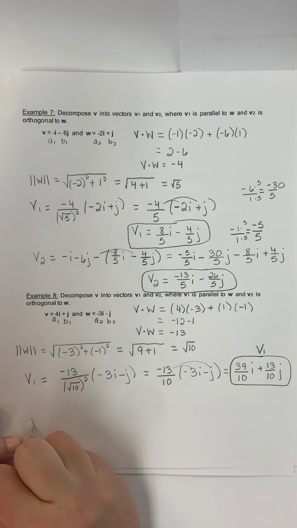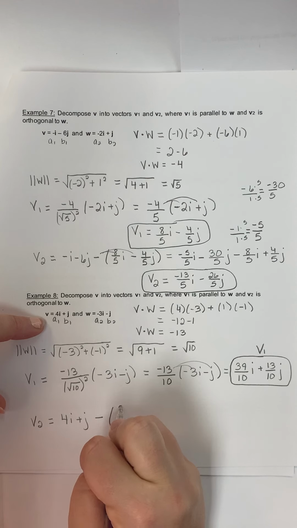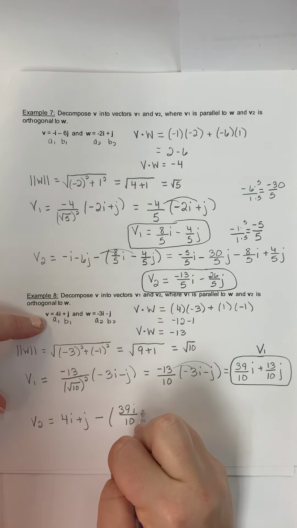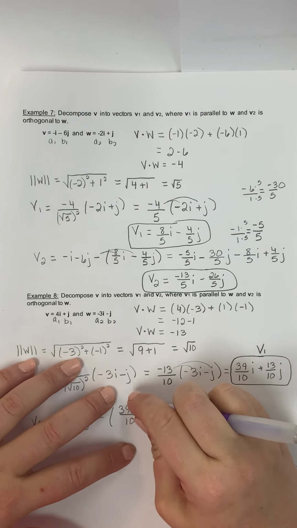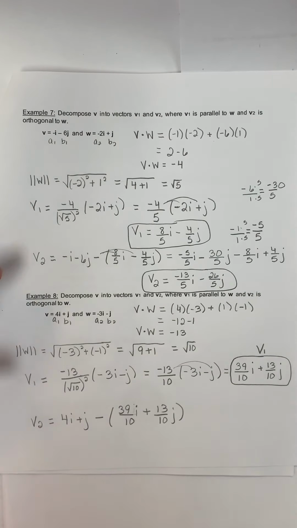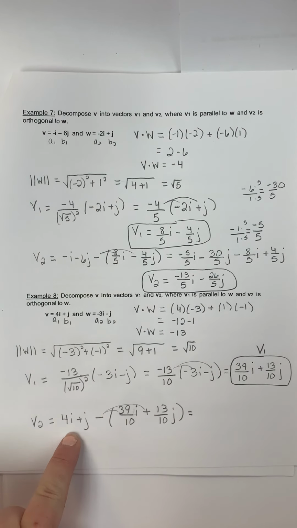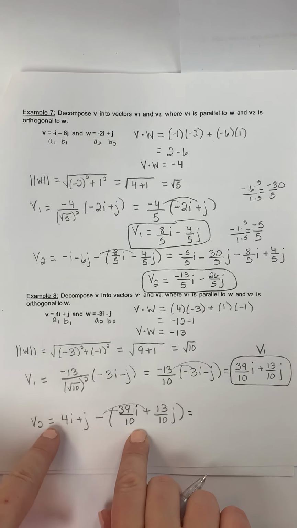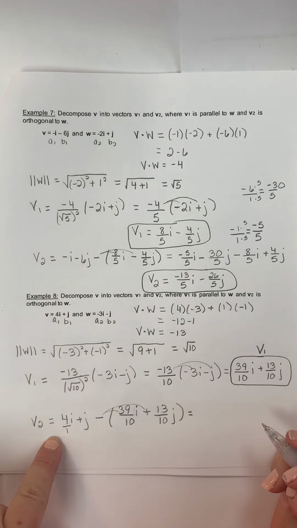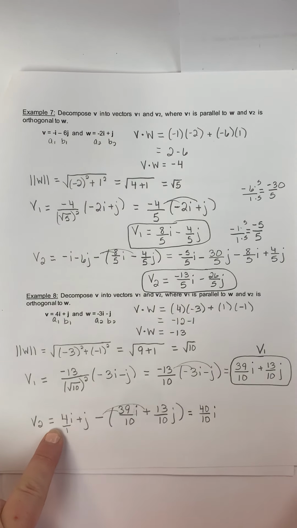Okay, last part. To get vector 2, we need the original vector v minus vector 1. I stuck I up there in the numerator. You can if you want to. Some books do that. Okay, before I push this through, we know what we have to do. We have to take these two terms and give them denominators of 10, okay? So if I have 4 over 1 and I want a denominator of 10, I'm going to multiply top and bottom by 10. I get 40/10 I, okay?